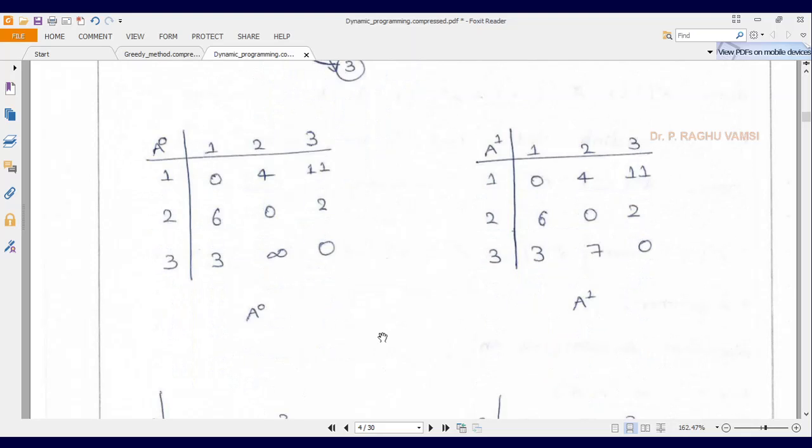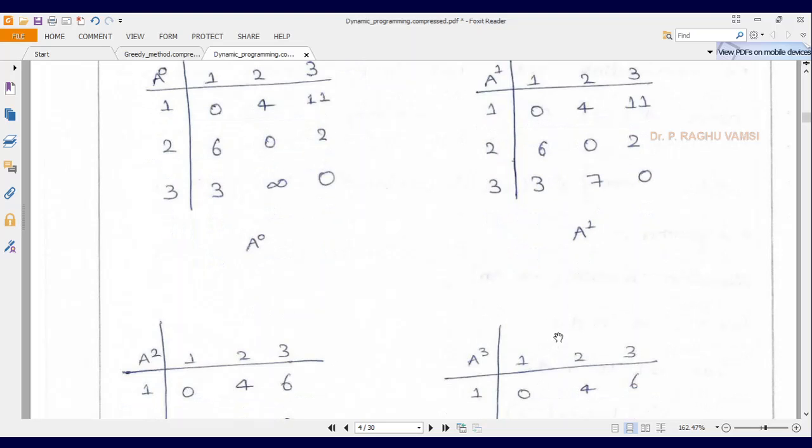Since it is a minimization problem, 7 is better than the previous state, that is, infinity. So here the principle of optimality holds. Whatever the initial state may be, the next state must be better than the previous state. Obviously, the next weight that you have obtained is better than the previous state. Now this is the A1 matrix.